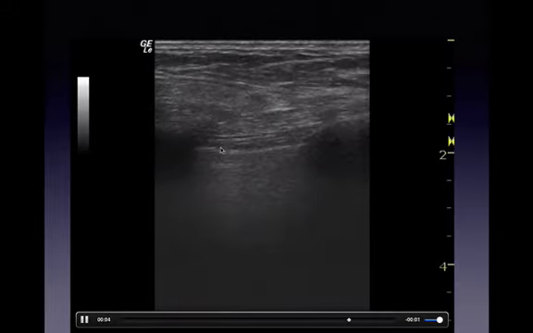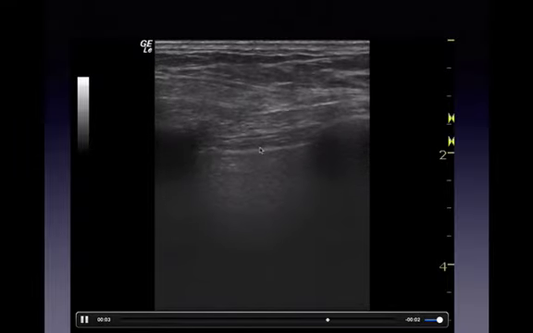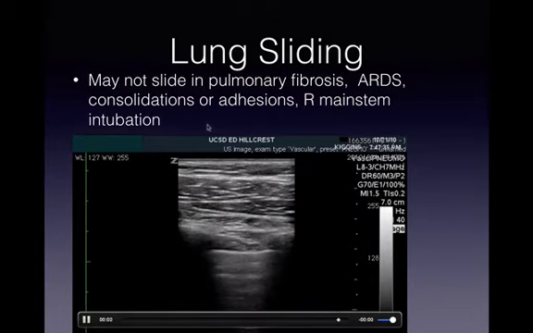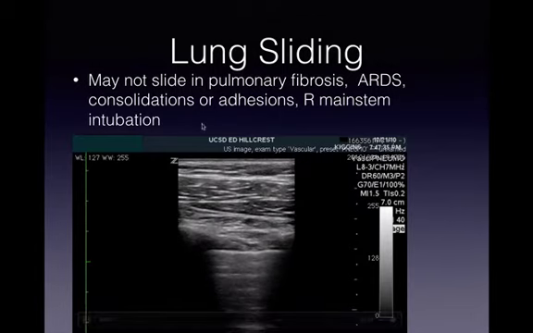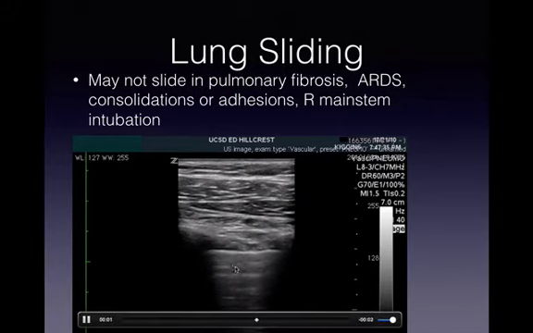As you angle more left or right, you'll tend to see more B lines in general. Here we don't see a lot. Here's another example. You may not have a ton of lung sliding if you have pulmonary fibrosis, ARDS, consolidations or adhesions, or right main stem intubation. So these are A lines here in normal lung. This is a tiny, tiny bit of pleural fluid we see above the pleural line right here.